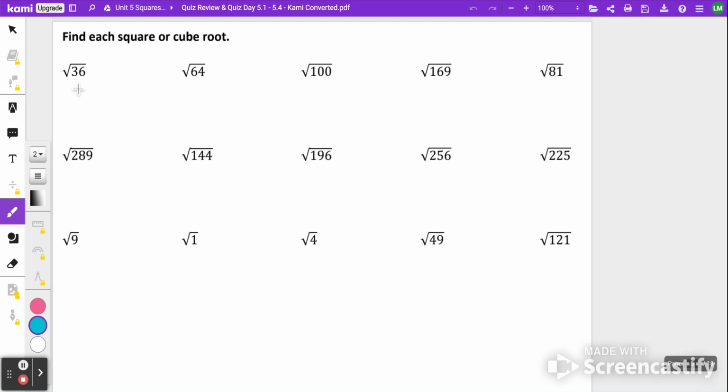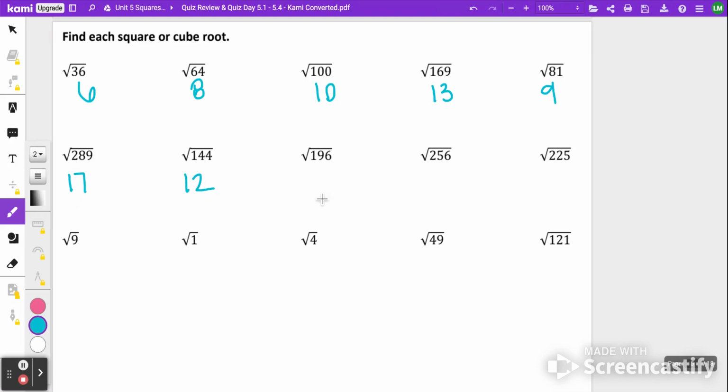The square root of 36 is 6. Square root of 64 is 8. Square root of 100 is 10. Square root of 169 is 13. And the square root of 81 is 9. For 289, that should be 17. Square root of 144 is 12.